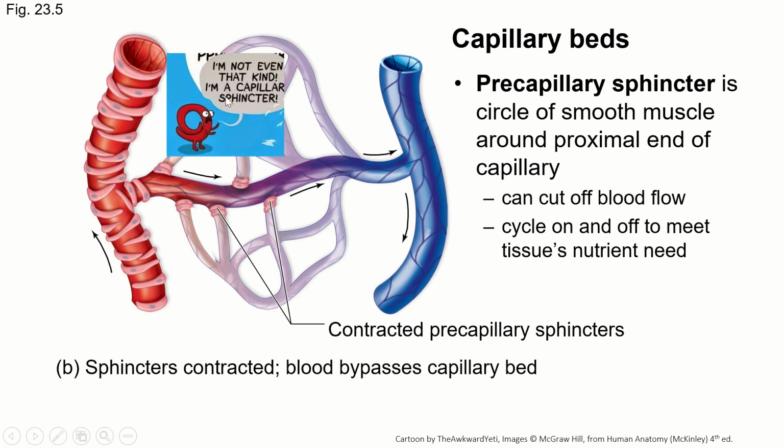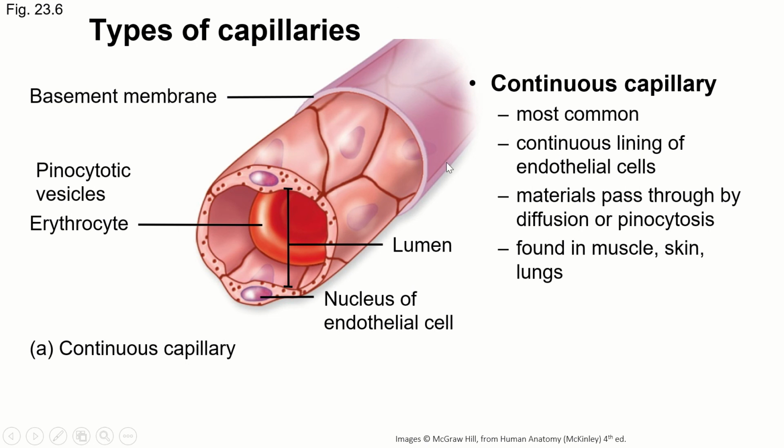And you remember the capillary sphincter? See, he's a little circle of muscle, of smooth muscle. There he is, a little circle of muscle, right? Okay, go back to the eye lecture if you don't remember that cartoon. Okay, now there are 3 types of capillaries.